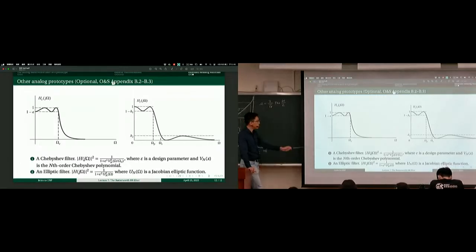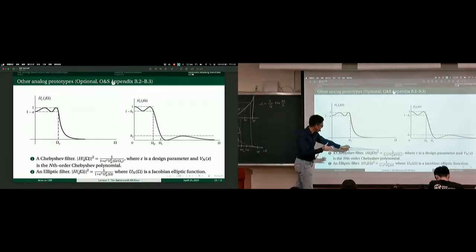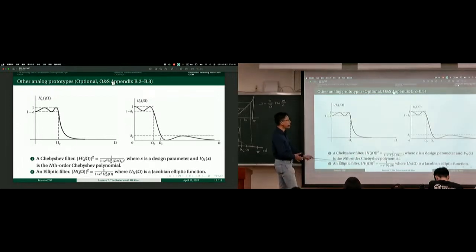There exists such kind of analog prototype, and the name is Chebyshev filter, okay? And in Chebyshev filter, the magnitude response has this also pretty nice expression, monotonically decreasing when omega is greater than the corner frequency. Okay? So here Vn is the nth order Chebyshev polynomial. It's a polynomial.